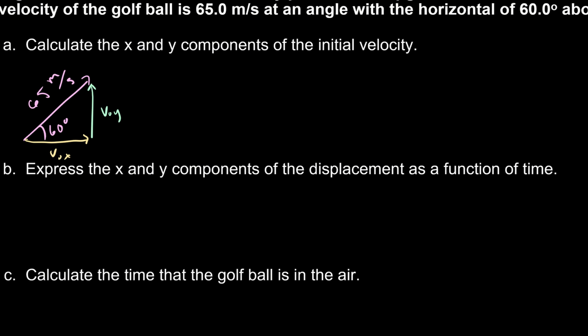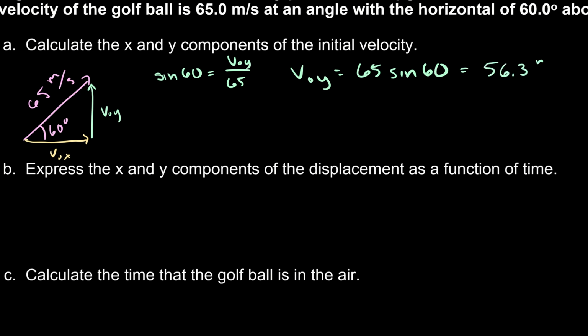So since v naught y is opposite of the angle, we know that the sine of 60 equals v naught y over 65. So we get an initial velocity in the y direction of 65 sine 60. And if we were to actually find the decimal answer for that, that ends up being 56.29, or 56.3 meters per second in our positive y direction.